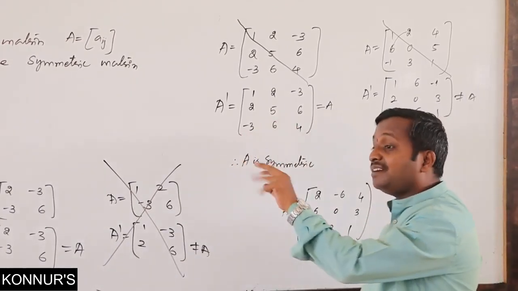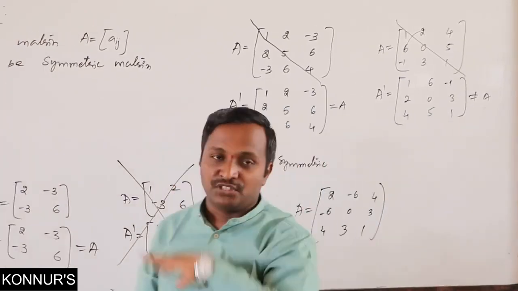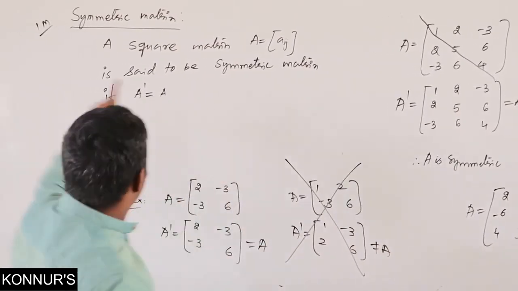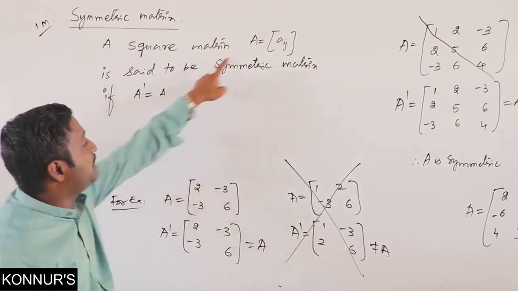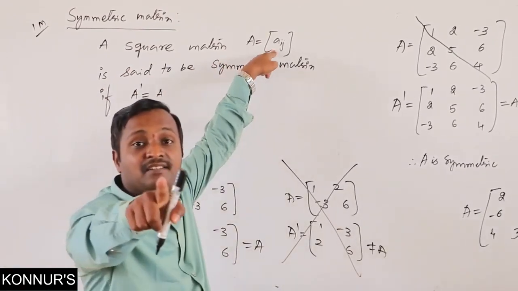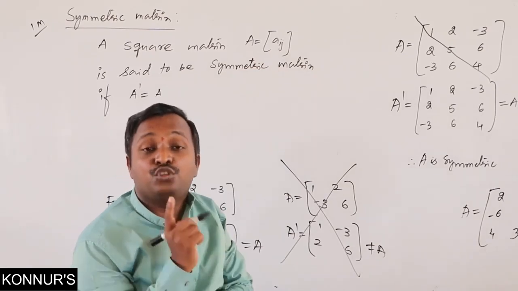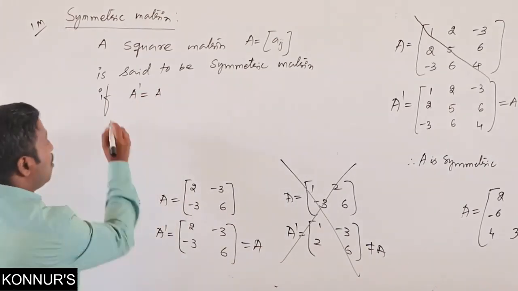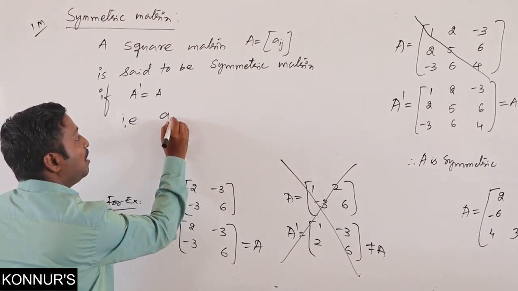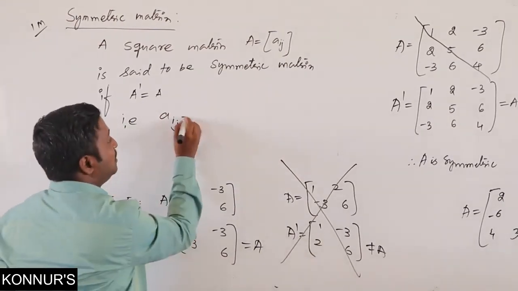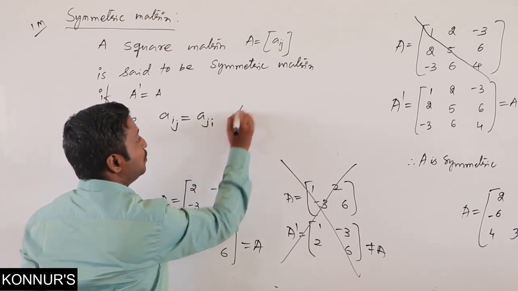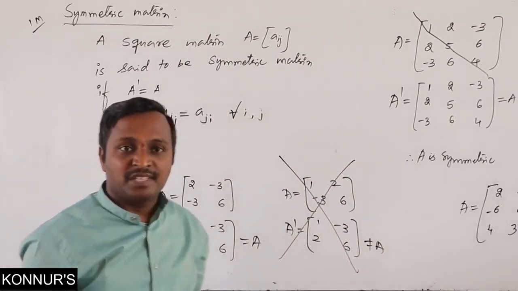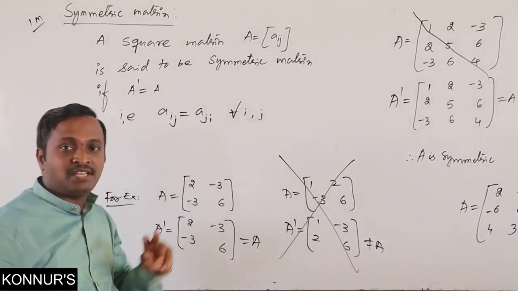Or I will redefine the symmetric matrix definition. Come to the point. What is the symmetric matrix definition? A square matrix A equal to Aij, what is Aij indicating? It is the position of the element. It is said to be symmetric if A dash equals A. I will write that: Aij is equal to Aji for all i, j. This is the same as this. Both are the same element. Aij is equal to Aji.